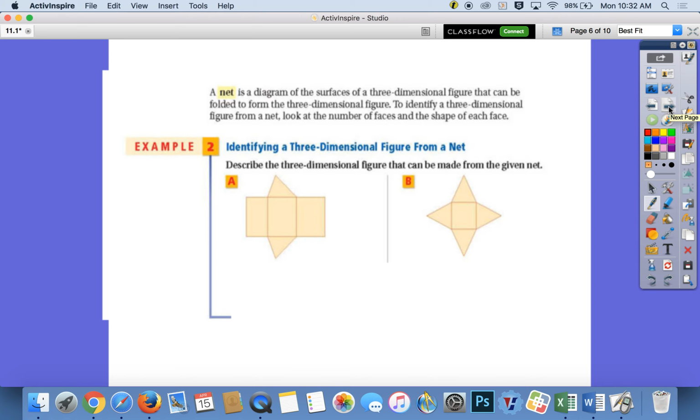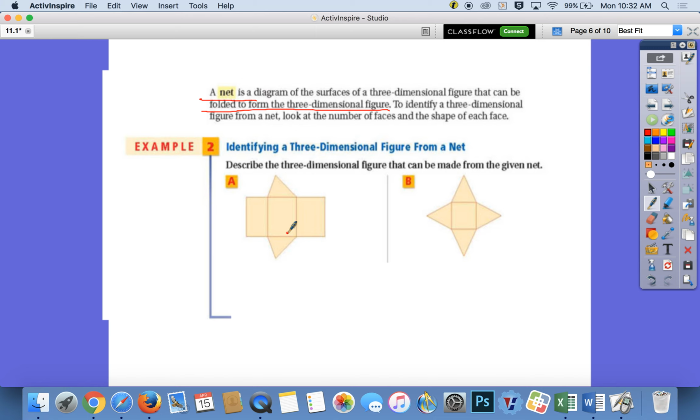So now, guys, we're going to get into what a net is. And we're going to take a second, and in our mind, fold these up to see what shape they make. Tomorrow, we're going to fold these up physically. That's going to be the activity that we're going to do. So a net is basically a diagram of the surface of a 3D figure. It can be folded to form the 3D figure. Okay, so it can be folded to form a solid.